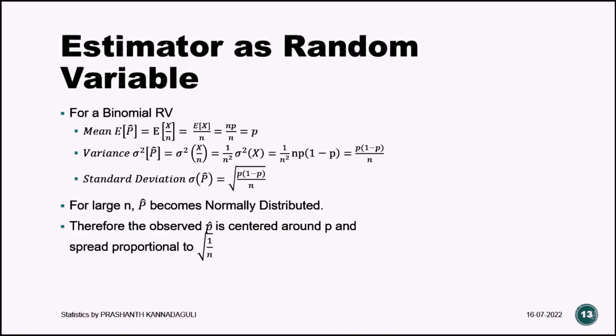Now you see N, and one of the N cancels. I'm left with P into 1 minus P divided by N. So that is the variance. You understood variance already. We have discussed the variance from the mean, right? How much is the spread? Similarly, we have a standard deviation, which is the square root of this. So you take a square root of this and you get that.